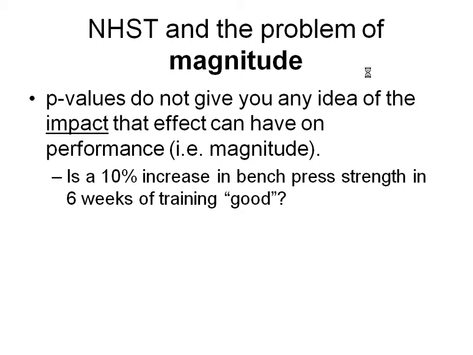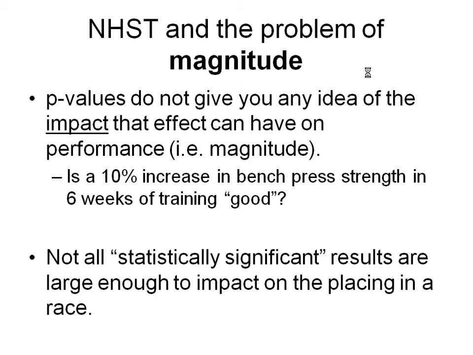So we pull on the Cathy Freeman speed suit with the Lycra hood, and we can find a statistically significant improvement of 0.006 seconds over a 100-meter sprint. Is that good? Well, in an Olympic final, probably yes. But on a group of school kids, probably not. So not all statistically significant results are large enough to impact, for example, the placing of a race.